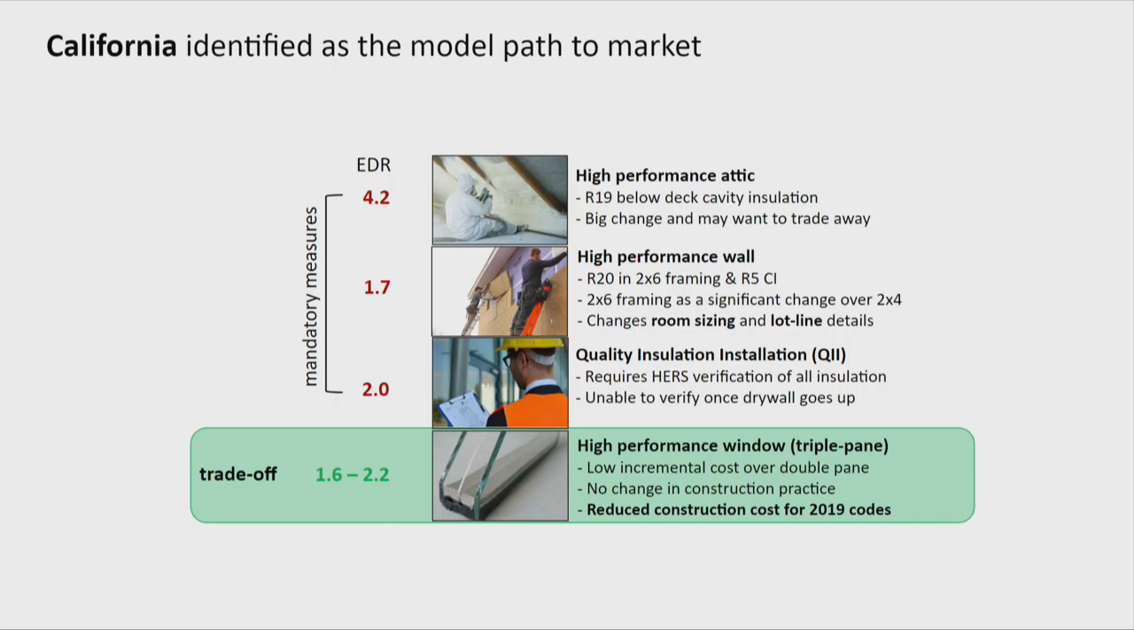So these are some mandatory measures in the 2019 code, which just went into effect. High-performance walls, high-performance attics. These are mandatory measures that builders have to take. Zero builders take the mandatory or compliance path to build a building. All of them design their own building, and they do a compliance path, which is they just have to meet the same EDR score, and they do a simulation.